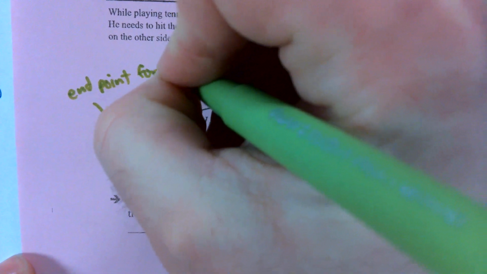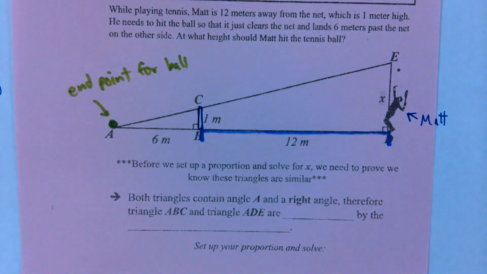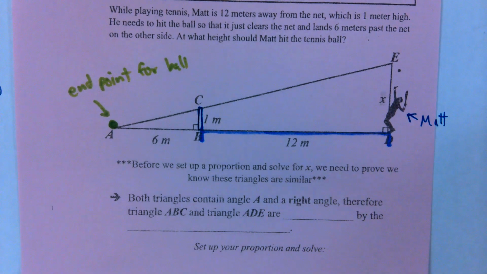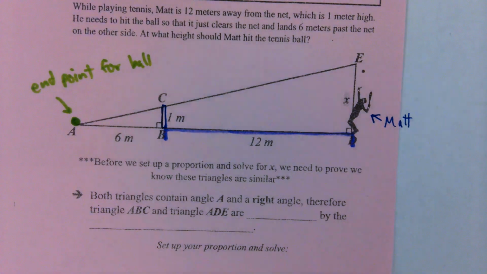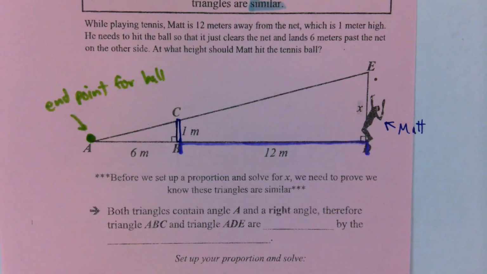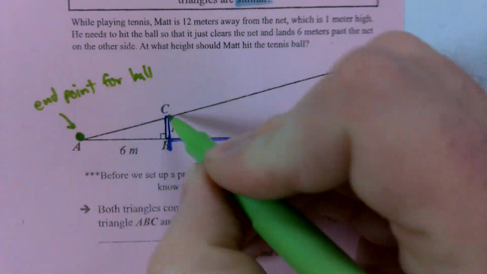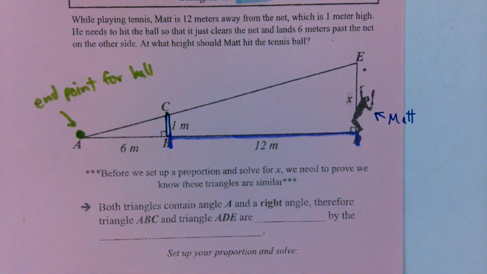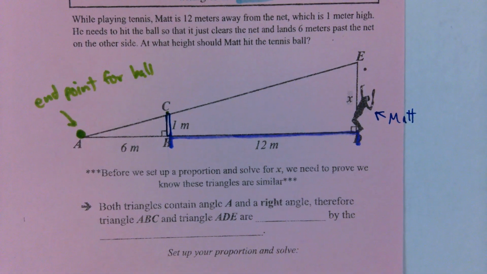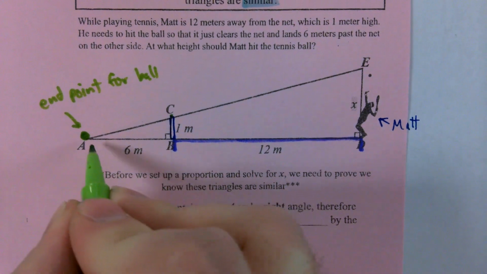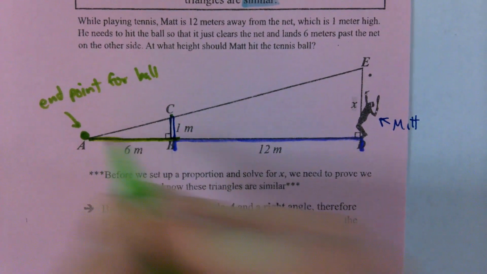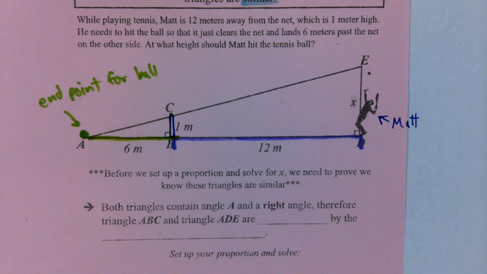for the ball. The most important part about word problems, I've been saying this every time we have a word problem lesson, is we have to understand what's going on. If we can't picture this in our heads in the real world, it's not going to make any sense. So we need that ball to just go over the top of that net. And it needs to land 6 meters away from the net.